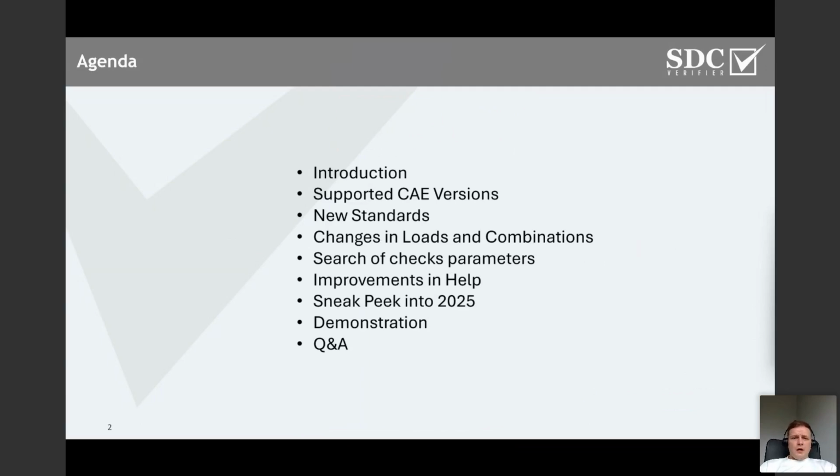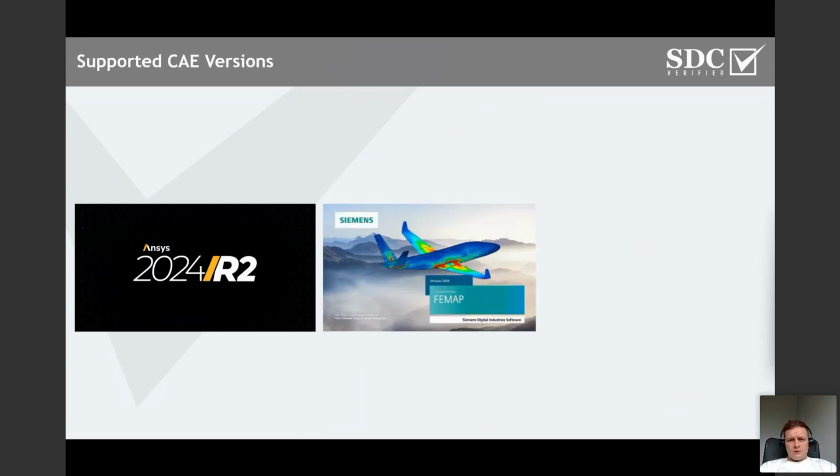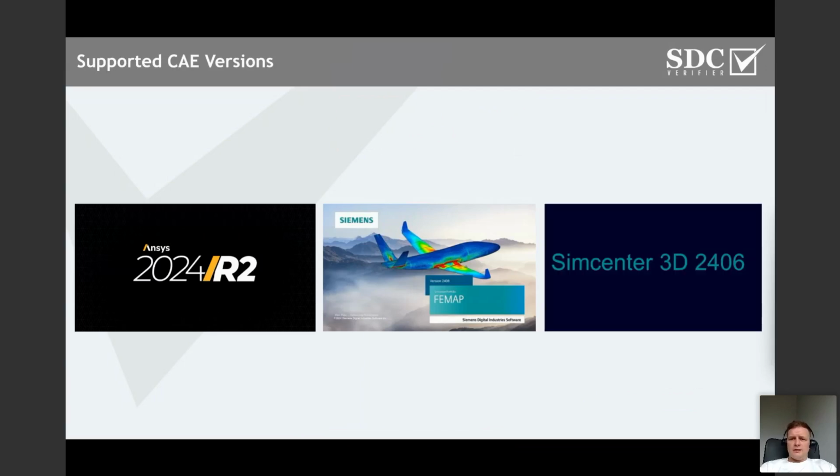All right, so first and foremost, as always, the new version of SDC Verifier does support the newest versions of FEA software. SDC Verifier 2024 R2 works well with Ansys 2024 R2, works well with Siemens Simcenter Femap 2406, as well as Simcenter 3D 2406. So if you have not upgraded to the latest versions of the FEA products, please do so, and SDC Verifier does support these versions, as well as all of the previous versions.